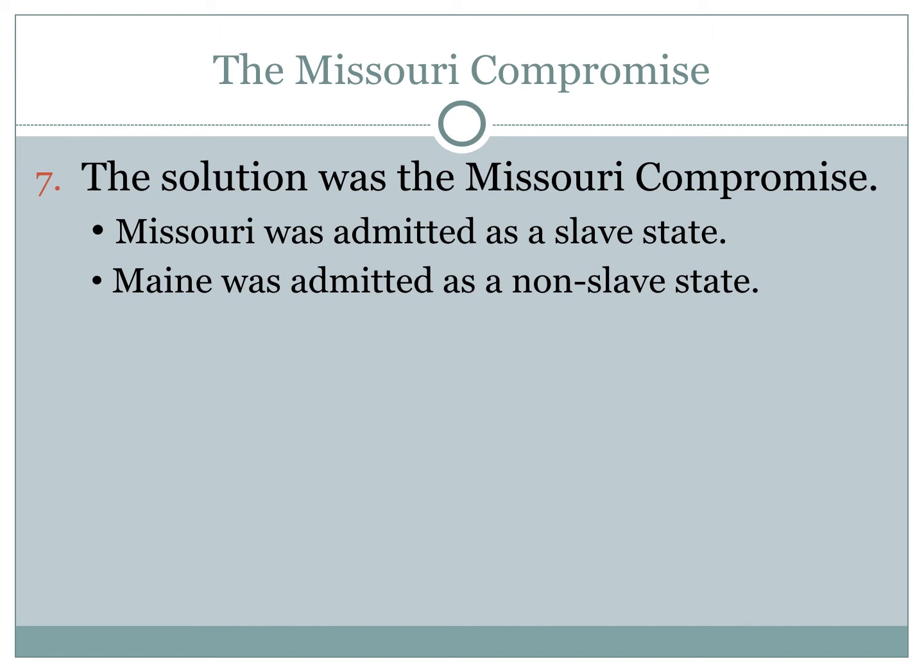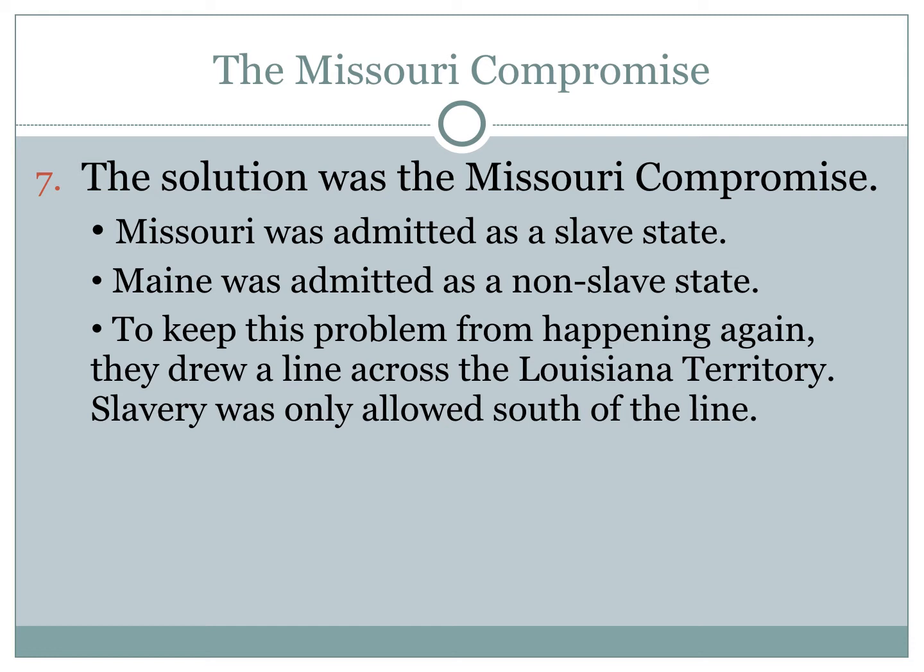And then Congress added a third part to the compromise. To try to keep this problem from happening again, when more states wanted to come in, they drew a line across the Louisiana Territory, and slavery would only be allowed south of the line.